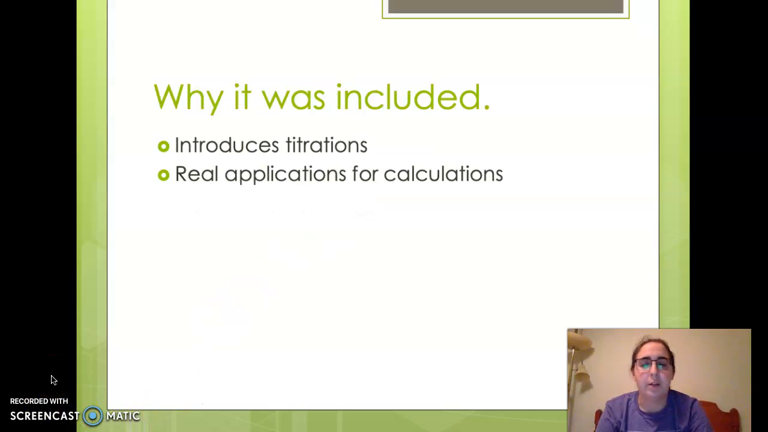So the reason I included these 3 labs is to introduce titrations to the students, as well as give them a chance to see the real-world applications of the different calculations that we do in the acid and base chapter.